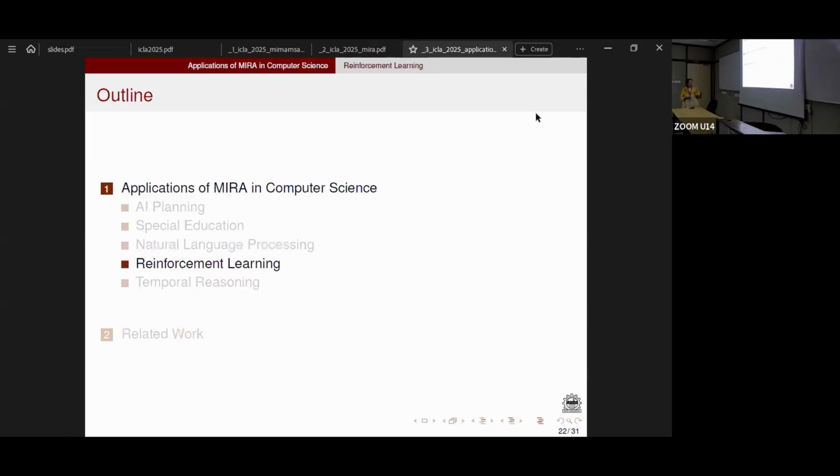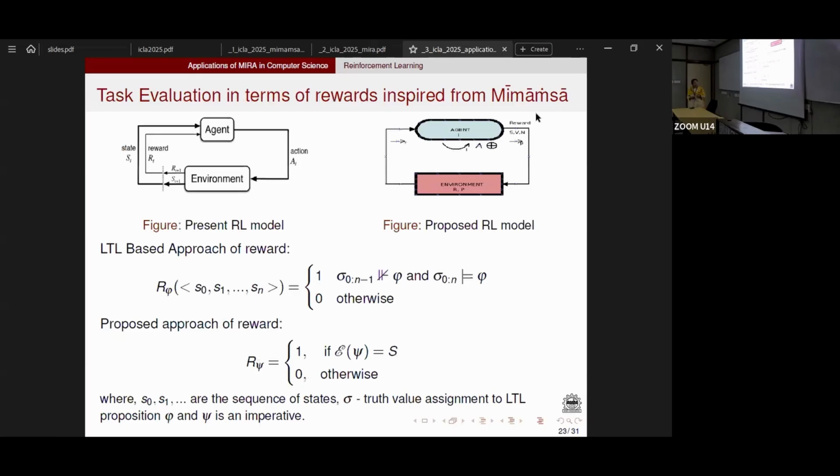The recent work that we have done is on reinforcement learning, where on the traditional side, on the left side, we have the agent and the environment. This is a very typical block diagram, where the agent does the task, the action, and the environment gives a reward. The evaluation is carried out from the environment itself through a true or false value.